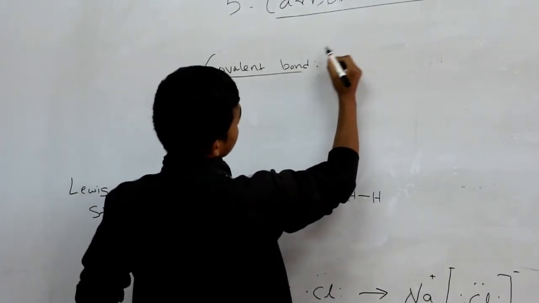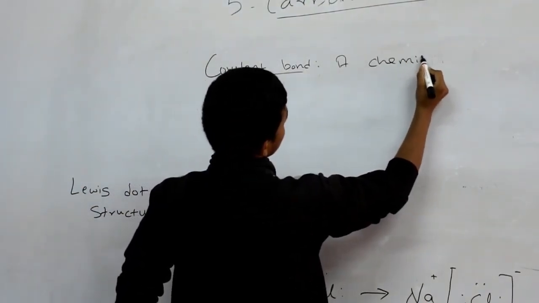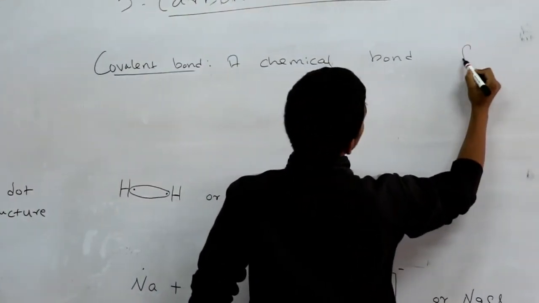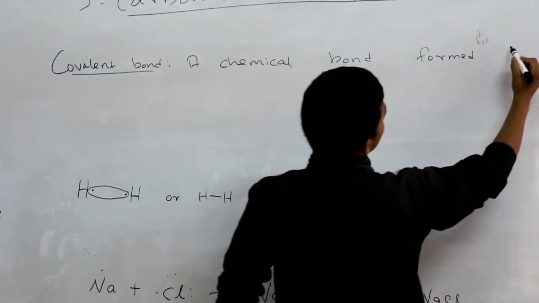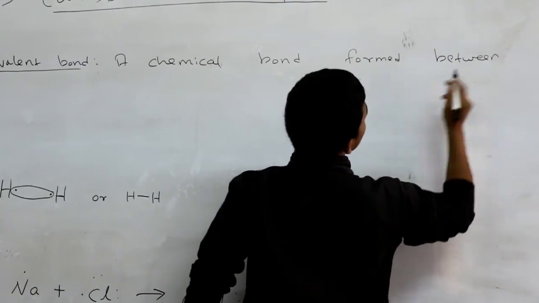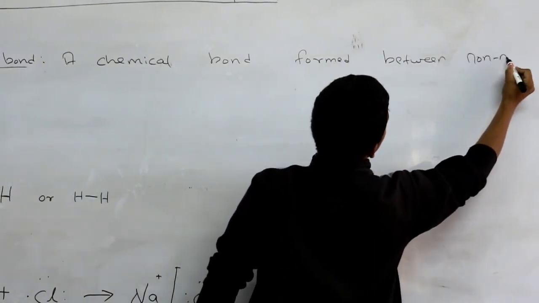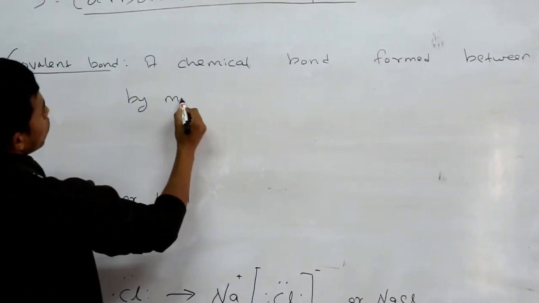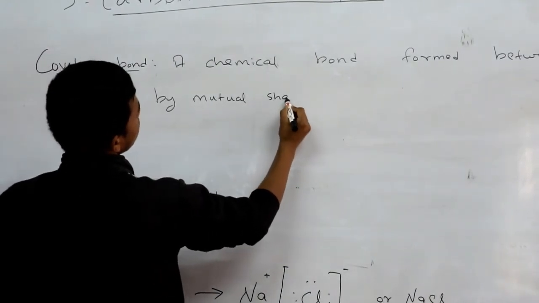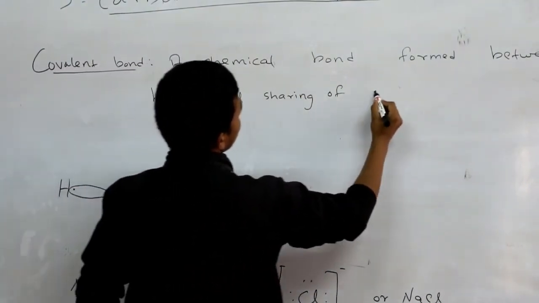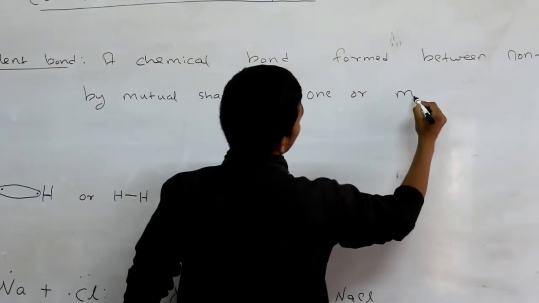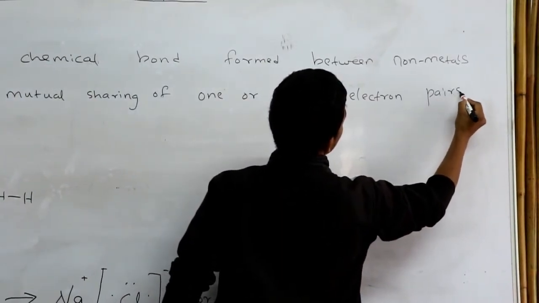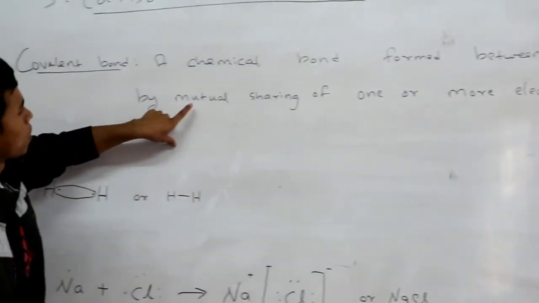So a covalent bond is a chemical bond formed between non-metals by mutual sharing of one or more electron pairs. It is formed by mutual sharing, meaning by equal sharing.